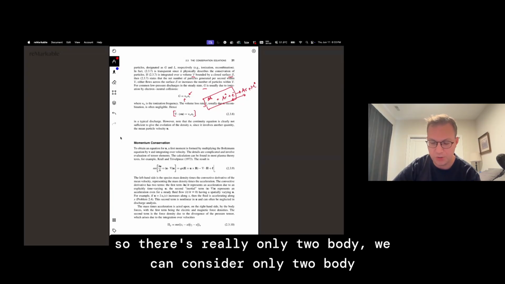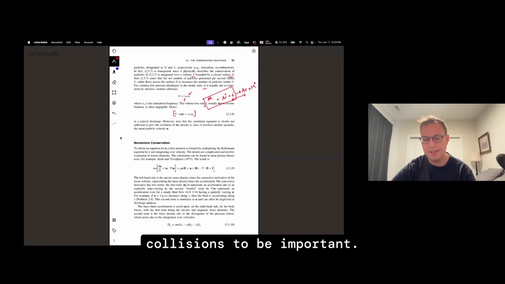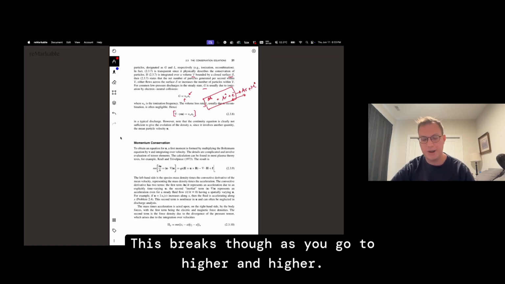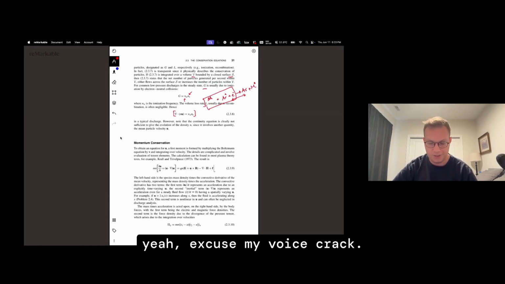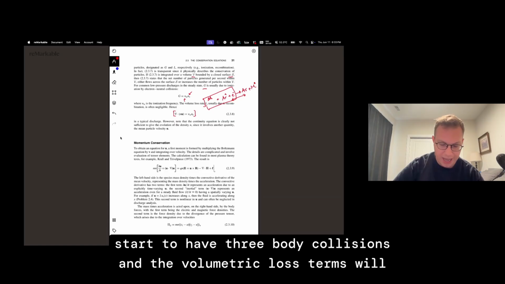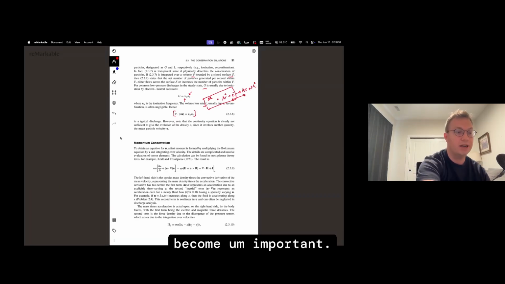So there's really only two body. We can consider only two body collisions to be important. Three body collisions are extremely unlikely. This breaks as you go to higher and higher pressures. You'll start to have three body collisions, and the volumetric loss terms will become important.